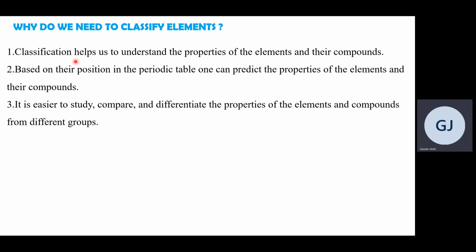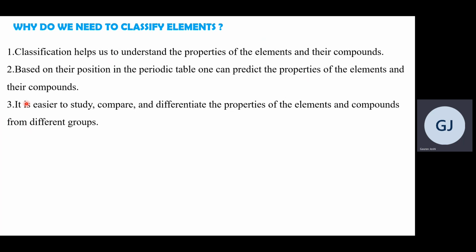elements is, firstly, that classification will help us understand the properties of elements and their compounds. If we can group these elements into groups, like in the modern periodic table we have S, P, D and F groups, we can study the properties of any single element in a group and predict the activity of the other elements present in the same group. Likewise, the second is that based on their position in the periodic table, one can predict the properties of the elements and their compounds.